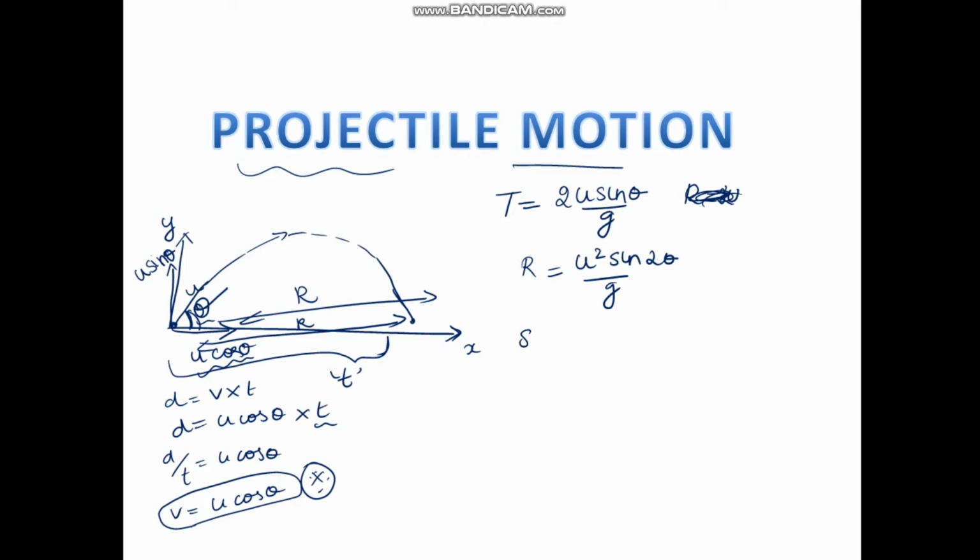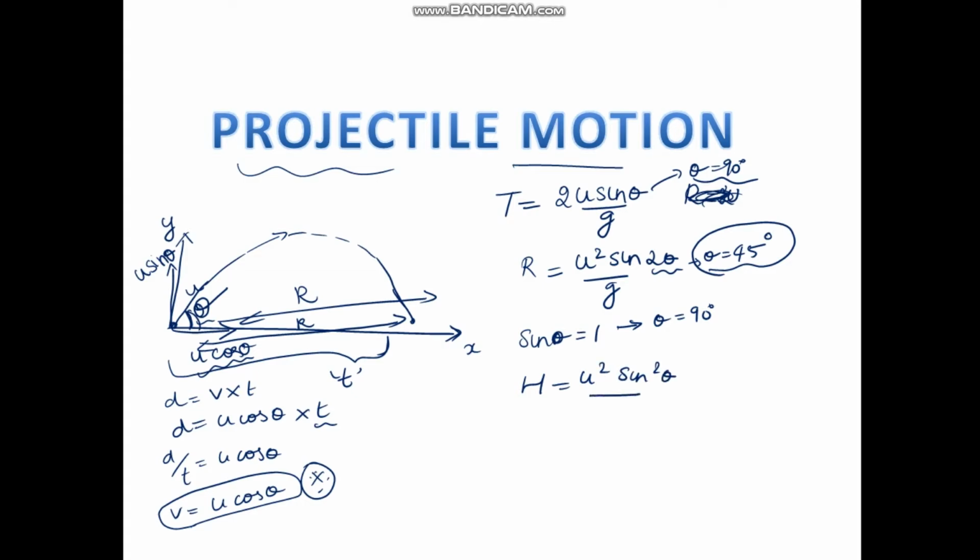We know that the maximum value of sin is 1, at 90 degrees. So here, if theta is 45 degree, then sin 2 theta comes out to be sin 90 and the range is maximum. So at theta equal to 45 degree, range is maximum. When theta is equal to 90, time of flight is maximum. Next, maximum height reached is u square sin square theta by g. When theta is 90 degree, the maximum height is reached.